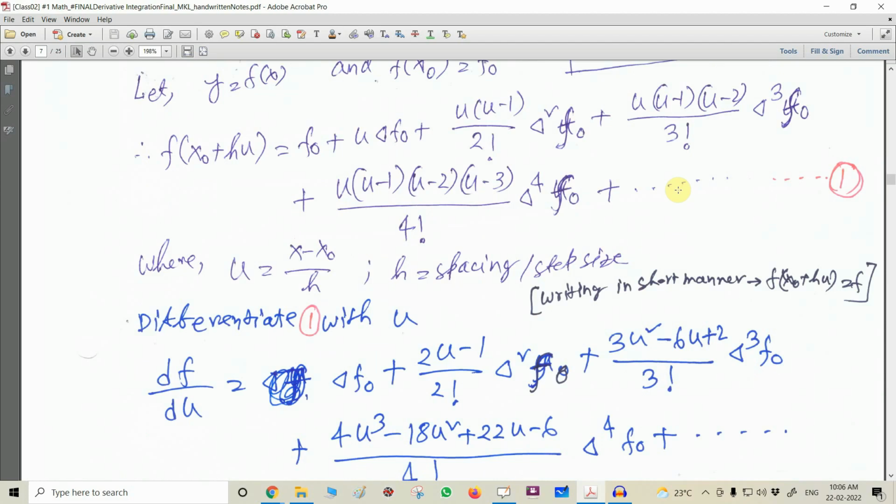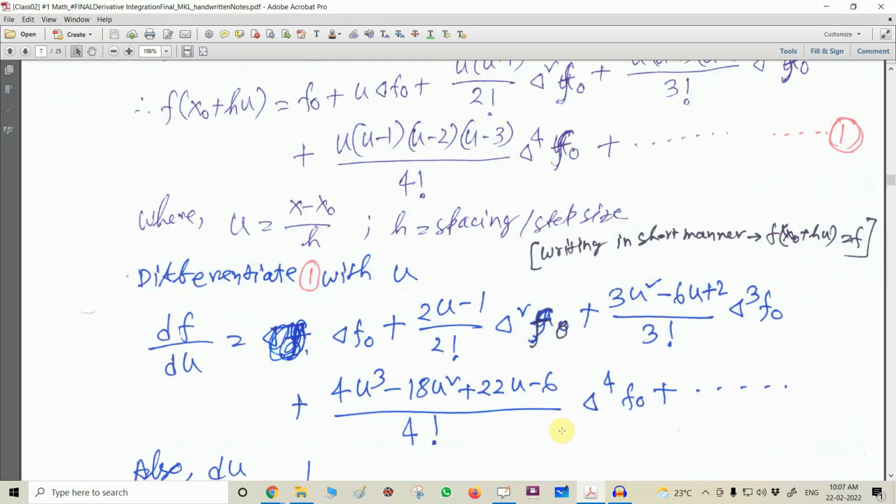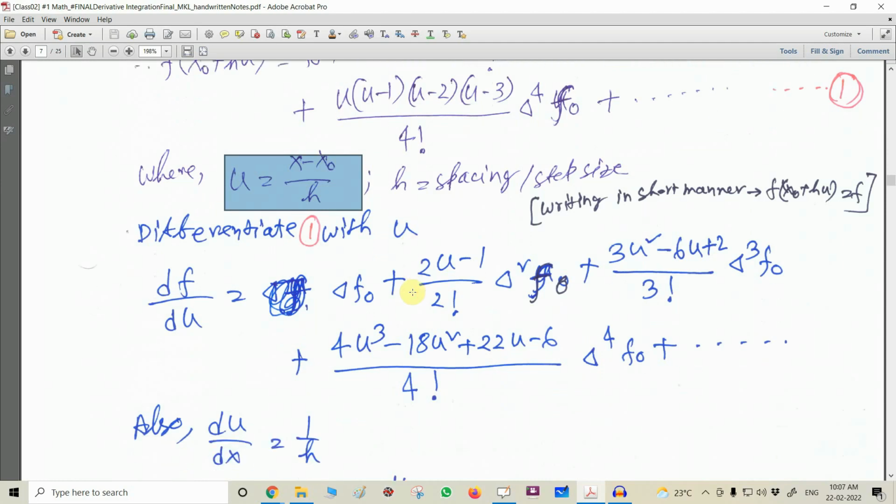So I'm writing in a short manner, not writing f(x0 plus hu) every time. I'm simply writing this term as f. So write this down, df du equals this value. Now tell me, what will be the value of du dx? You have the u value. x0 is constant. So du dx is 1 by h. Also write that down.